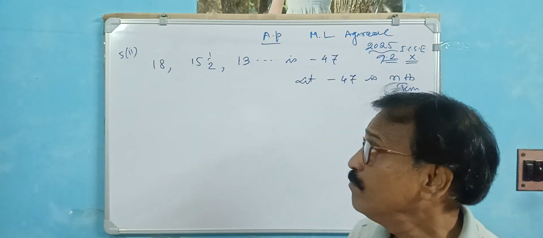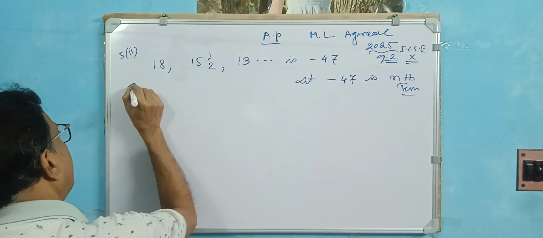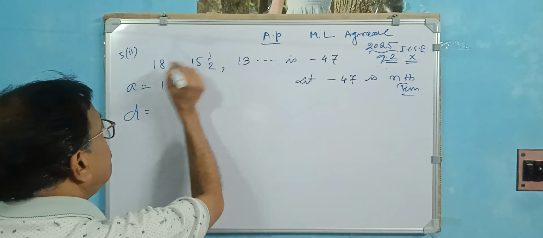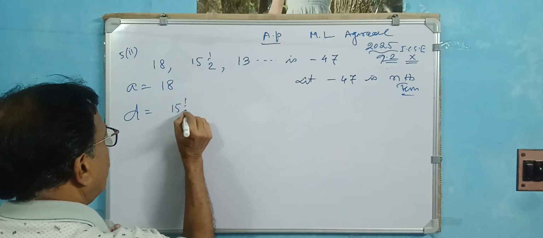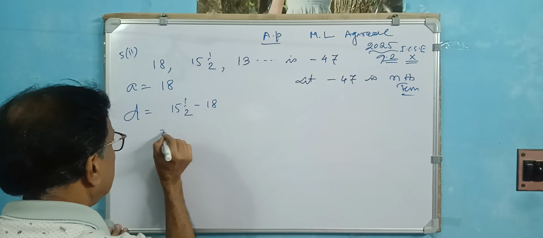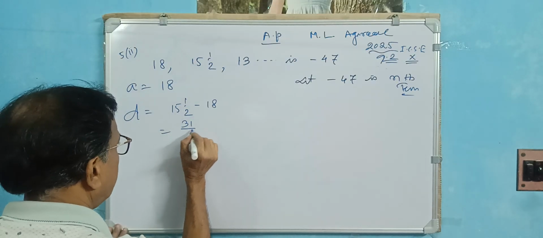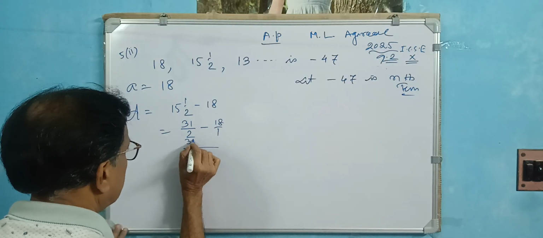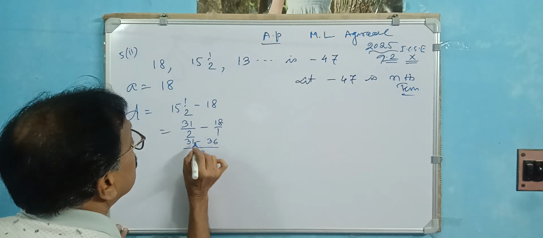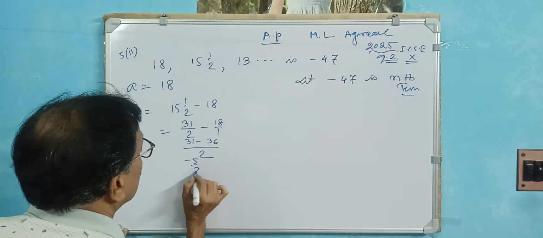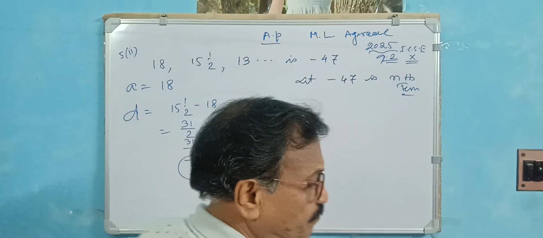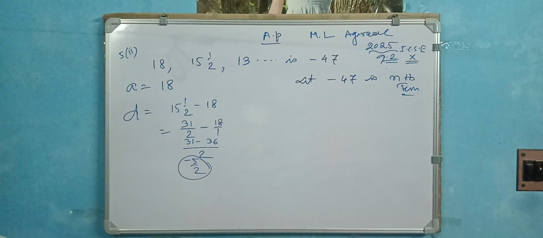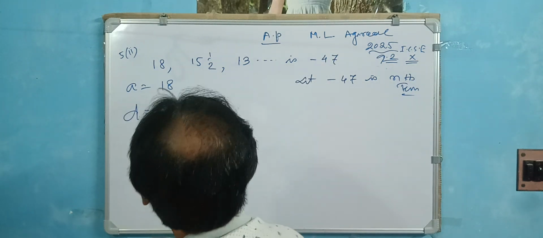First you calculate the first term A. A is now 18. D is actually this minus this, actually 15 1 by 2 minus 18. Actually this is 31 by 2 minus 18 by 1. So this is 2, this is 31, this is 36, so this is minus 5 by 2. So this is the value of D. D is the common difference, minus 5 by 2.